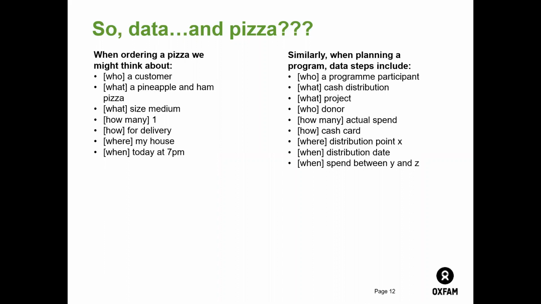So in a similar way, who? A program participant, wants to have what? A cash distribution. On to what end? Project, be ready, project, you enter it. Who, from which donor? What do we need to know about that donor that we need to report back to? How many? What's the actual spend of that cash distribution project? What's the modality of the distribution? Maybe it's a cash card. We use Red Rose, for example. Where? Let's locate the point on the map. When? At that date, and the spend between certain dates.